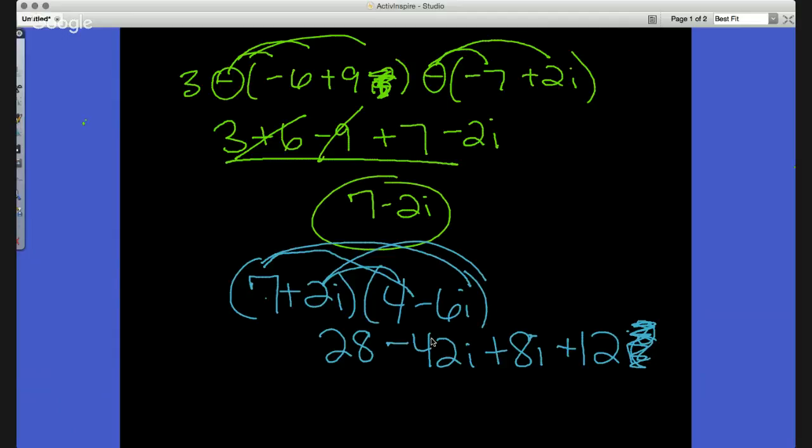All right, so 28 plus 12 gets me what? 40. Good, what happens with the i's? -34i. Good. That's exactly right. All right. Are we all good there? Good. Yes, we're good. All right. So 70, are we good on those?